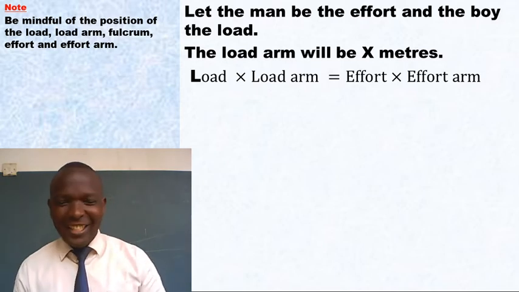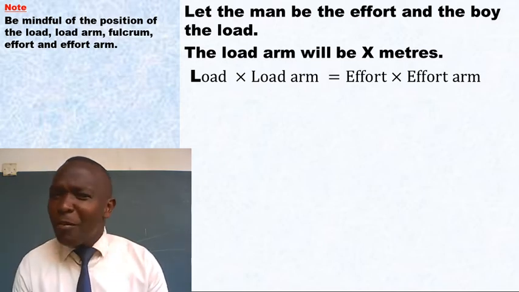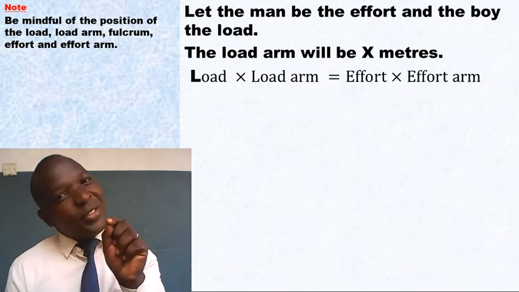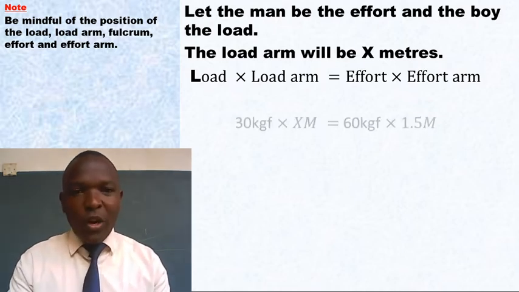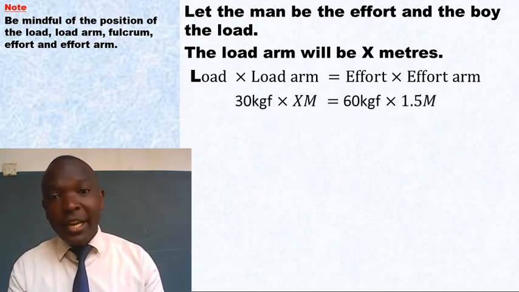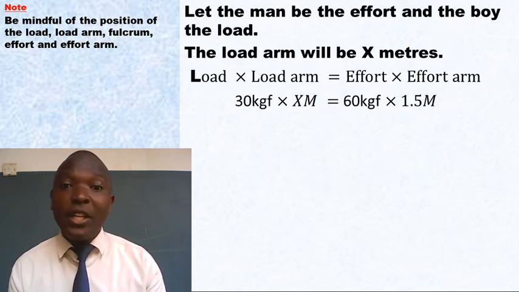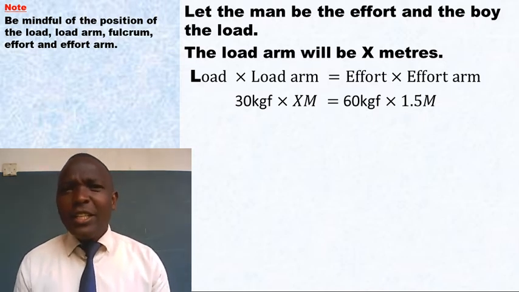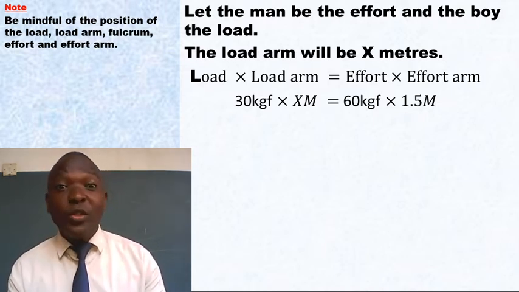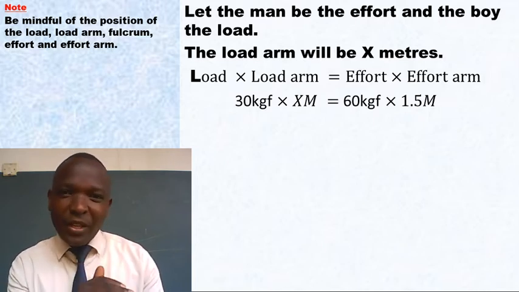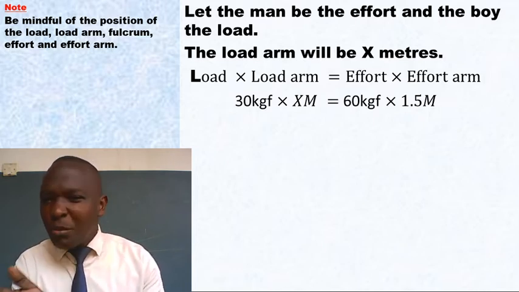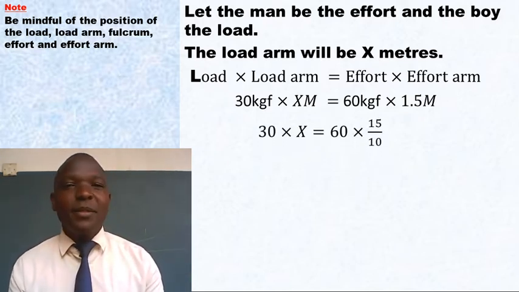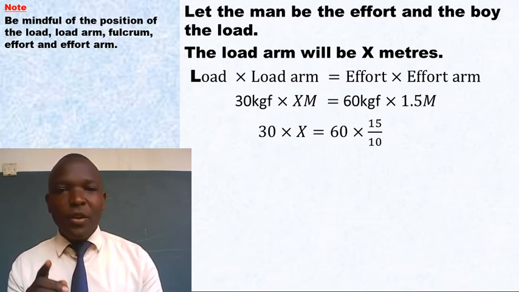Don't worry, candidates, nobody will ever tell you this is the load, this is the effort. So please name any of the two what you want, as long as you get the value you have been asked to find. So now we go: that's 30 kilogram force times x meters equals 60 kilogram force times 1.5 meters. Now candidates, in order not to get confused, ignore the units, the kilogram force, remove them. Deal with figures and letters now. For example, 30 times x equals 60 times 1.5.